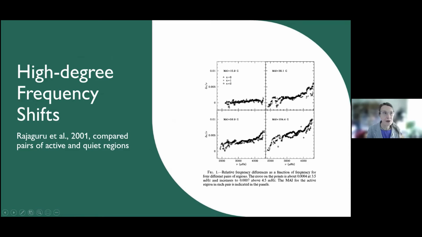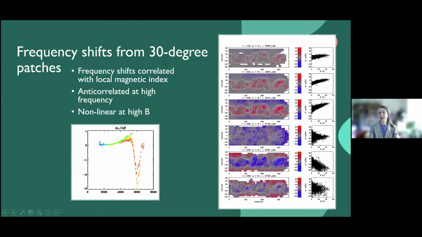But if you go a bit higher in frequency, which you can do if you take a large enough patch, you can measure the frequencies up beyond the acoustic cutoff, and things start to get interesting. On the left hand side, we have a synoptic chart of frequency shifts for one Carrington rotation. And on the right hand side, there's a scatter plot of frequency shift against a magnetic activity index. You can see that to a point, they're just increasing. But then you get to a point where it's more or less flattened out.